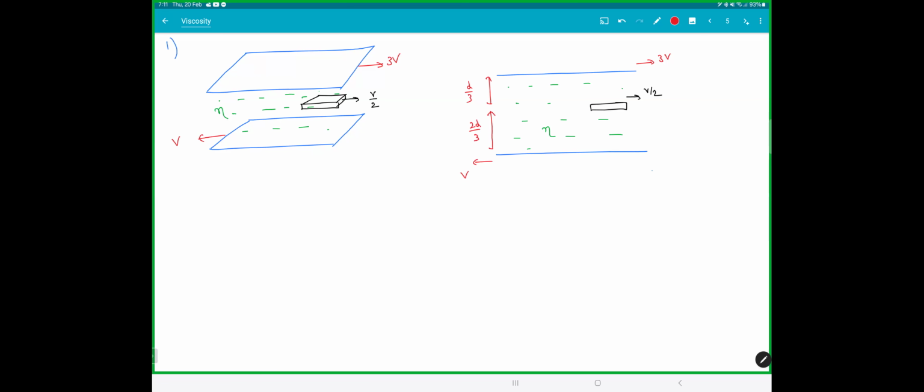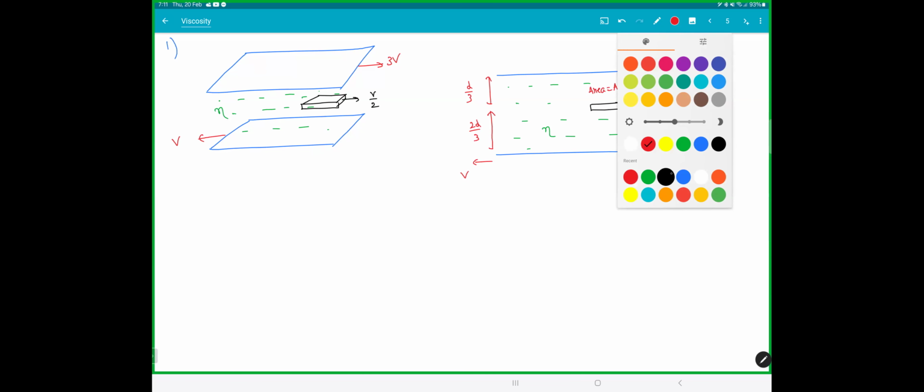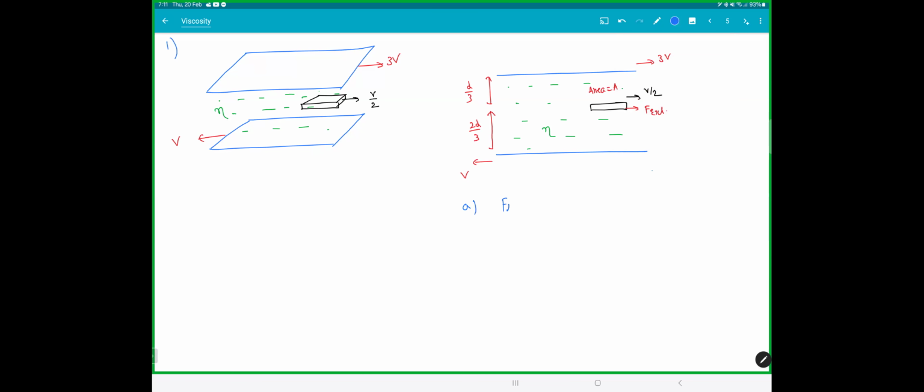So now the thing is, this plank will not go on its own. You need to apply force because there is a viscosity. So someone is applying a force to drag this plank. So the first question, find the F external to pull out this plate with a speed v by 2. So if you want to pull this plank with a speed v by 2, you need to apply some force. How much is that?